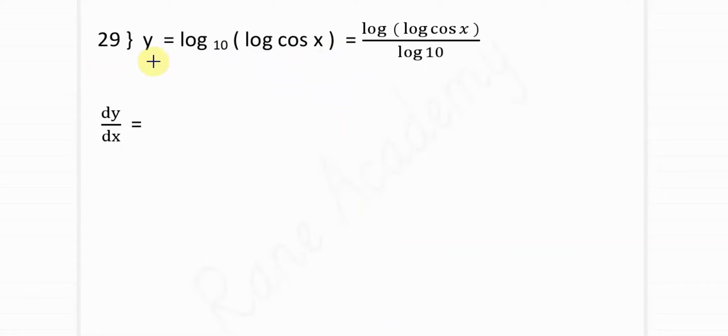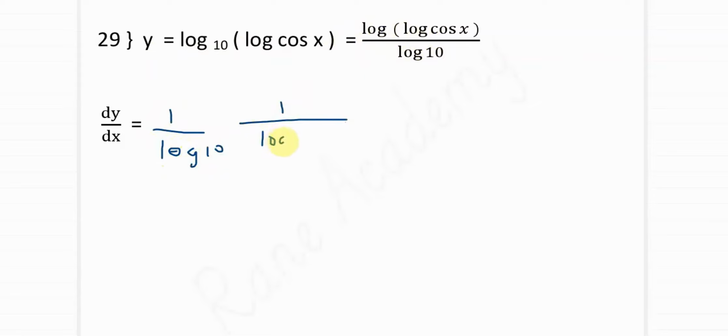Question number 29, y is equal to log of cos x to the base 10. Now we can use the formula for log x to the base a. So the derivative of log x to the base a is 1 upon x log a. Or we can use the change of base formula. So I can write this as log of cos x upon log 10. So 1 upon log 10 is a constant, so I write it as it is. I write 1 upon log 10. Now the derivative of log of cos x is 1 upon log of cos x.